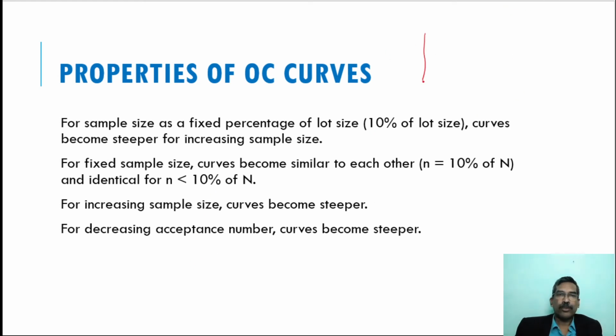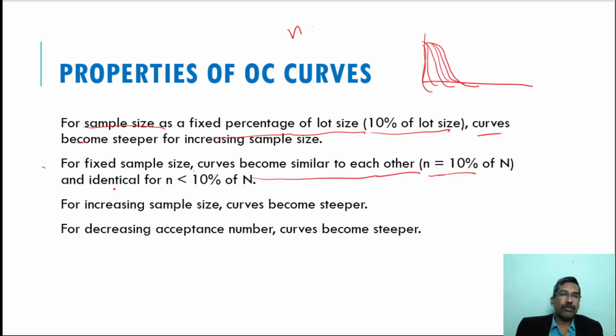If we use this OC curve like this, then what is the property of this OC curve? We can see that for sample size as a fixed percentage of lot size, that is 10% of the lot size, the maximum value should be 10%, not more than 10%. Curves become steeper if we increase the sample size. Second property: for fixed sample size, if n is fixed, curves become similar to each other for n equal to 10% of the capital N.